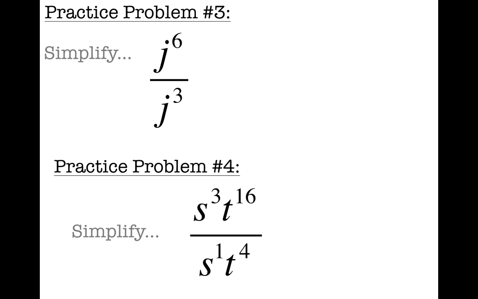And I think you get it by now. So simplify this. Do something with that 6 and that 3. And then simplify this. You got some s's, you got some t's. This is going to be s to the what, t to the what. If you can do these problems, you're all set.